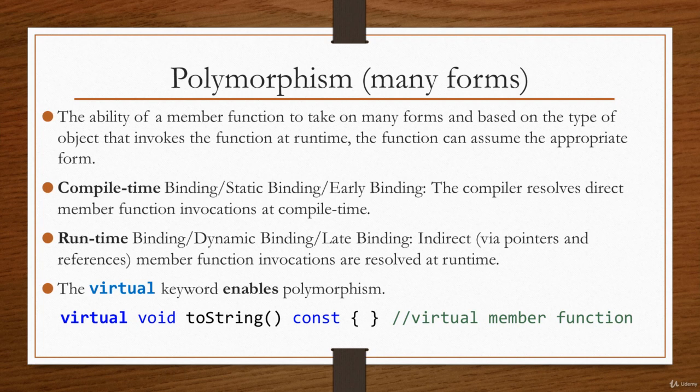Let's move over to Visual Studio and we'll look at an example of some of the problems that we can run into when we do not use the virtual keyword, and then we'll also look at the benefits of the virtual keyword and polymorphism.